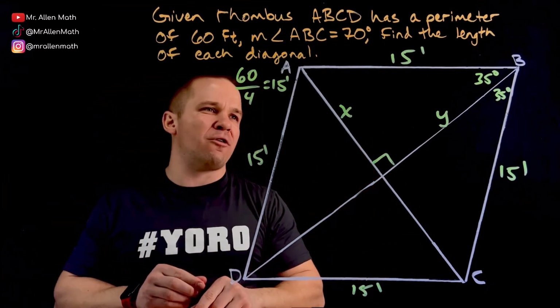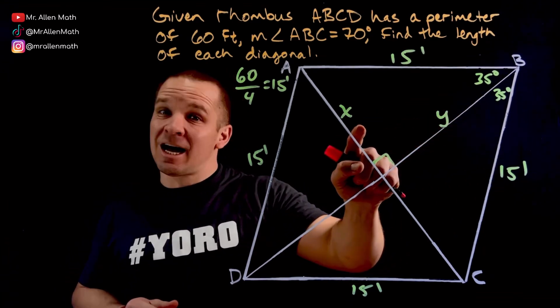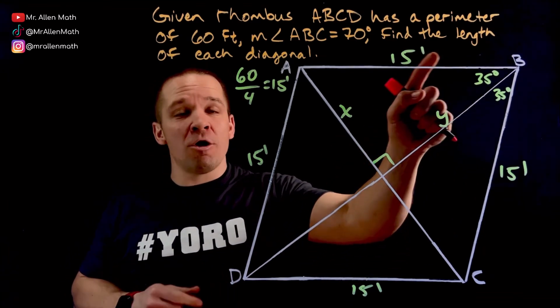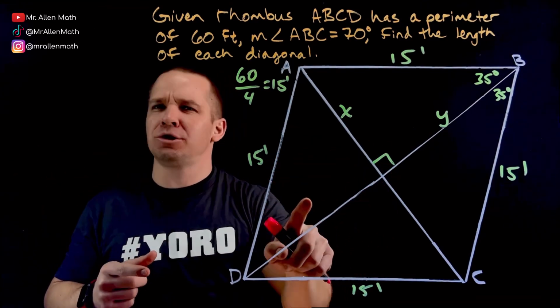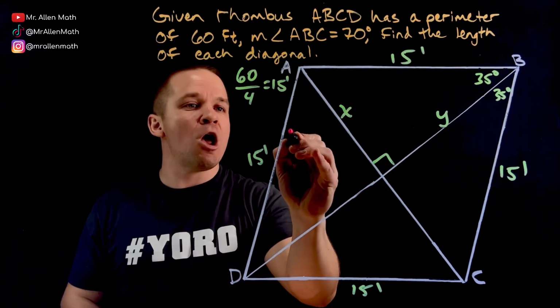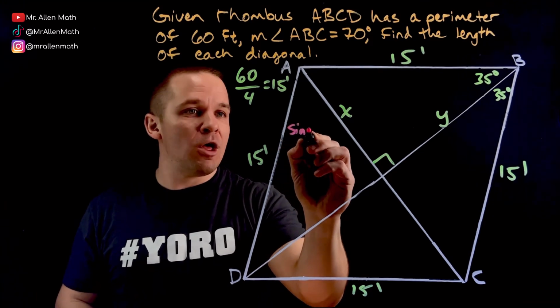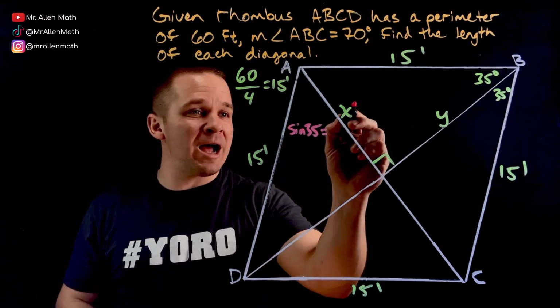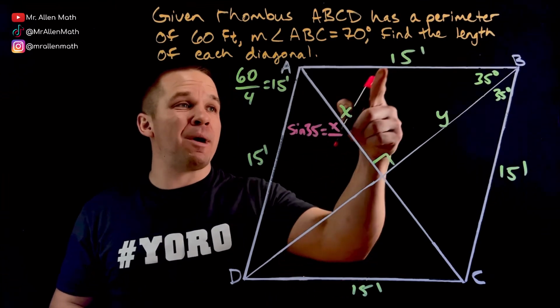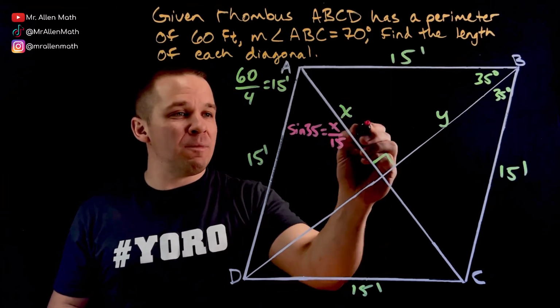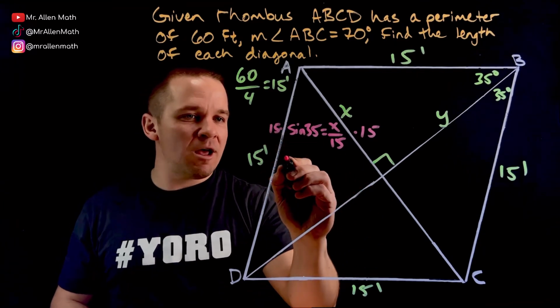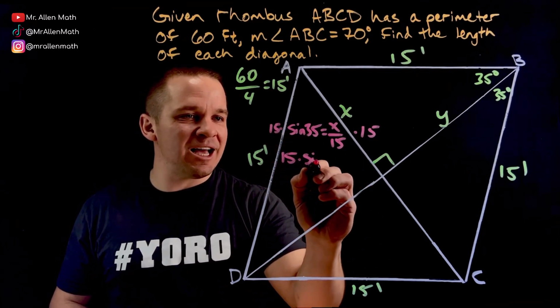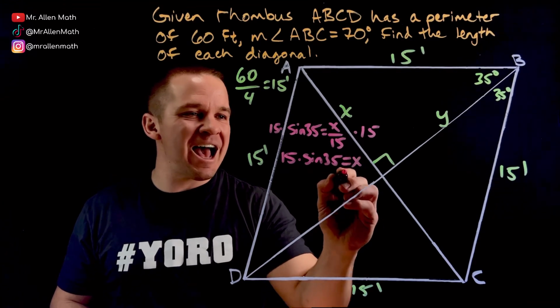If I want to solve for x, that is my opposite side from the angle, and I know my hypotenuse. Opposite, hypotenuse, which one are we going with there? I'm going to write it right in here in my rhombus. We're going to have the sine of 35 equal to my opposite, which is x, over my hypotenuse, which is 15. I will multiply by 15 on both sides, and I end up with 15 times the sine of 35 equals x.